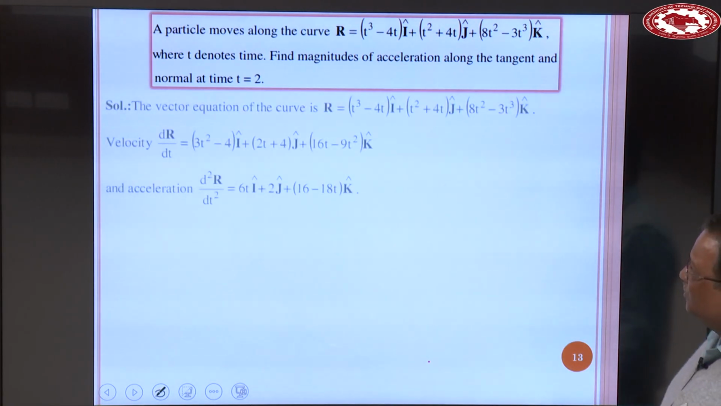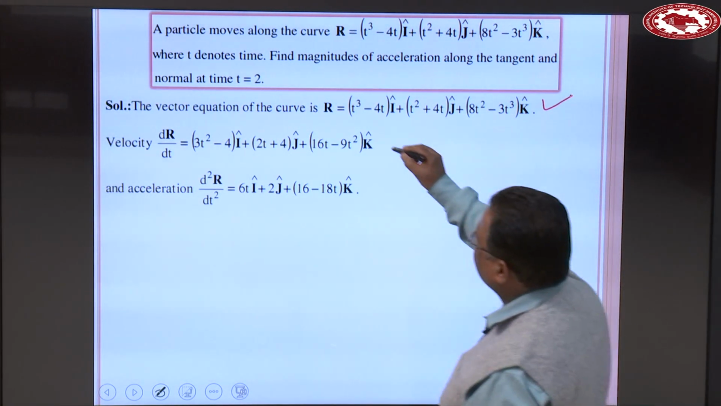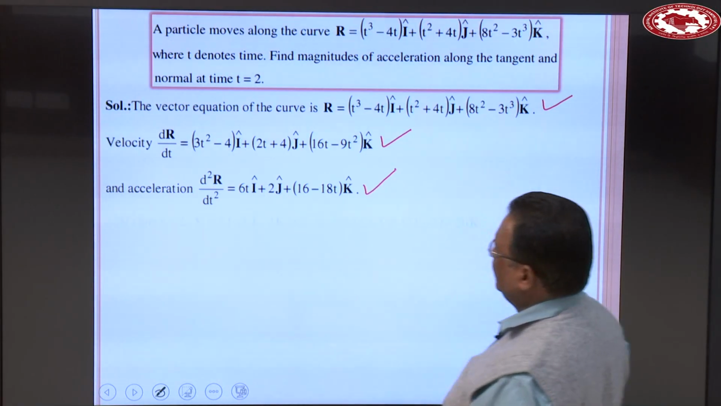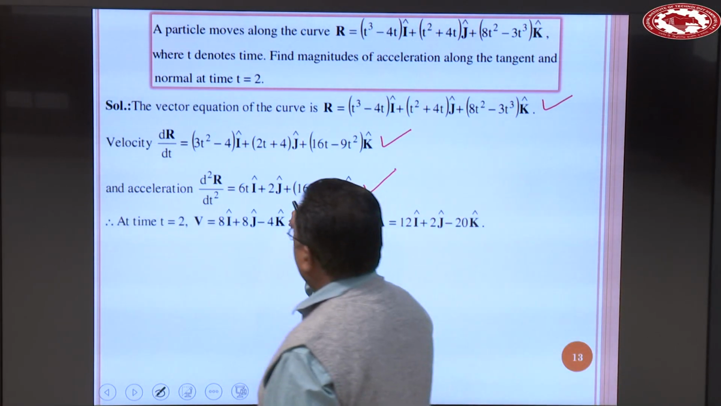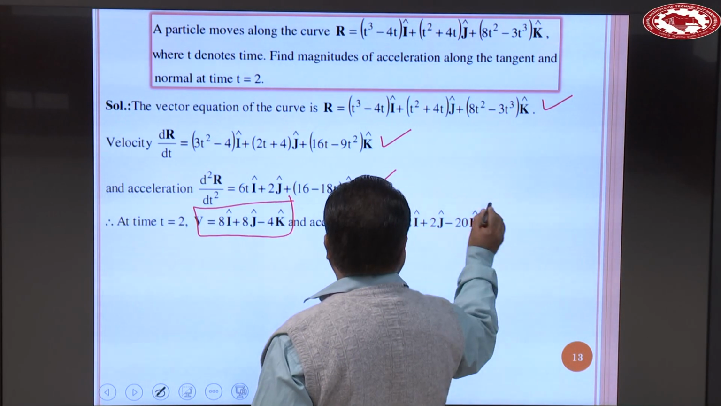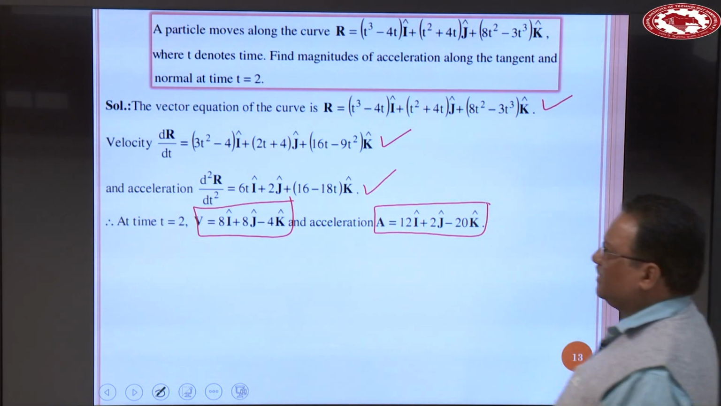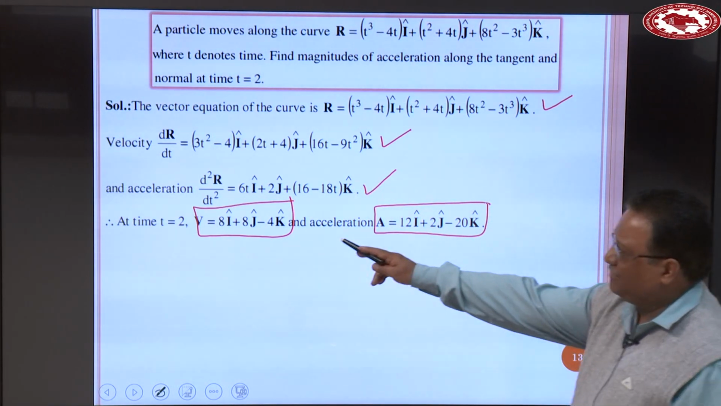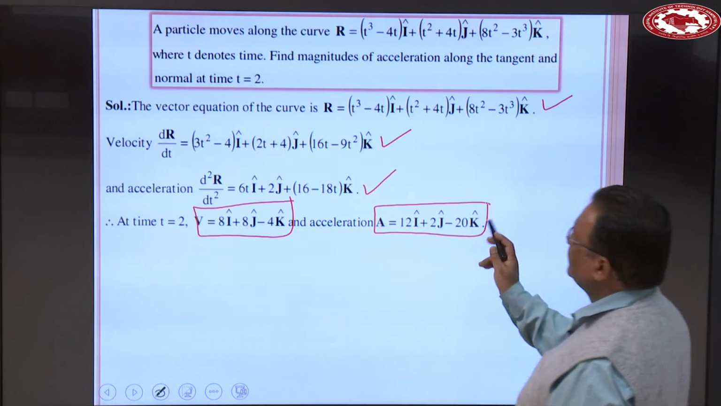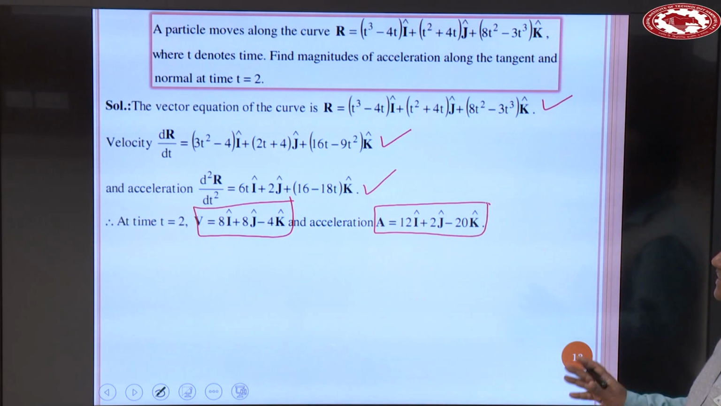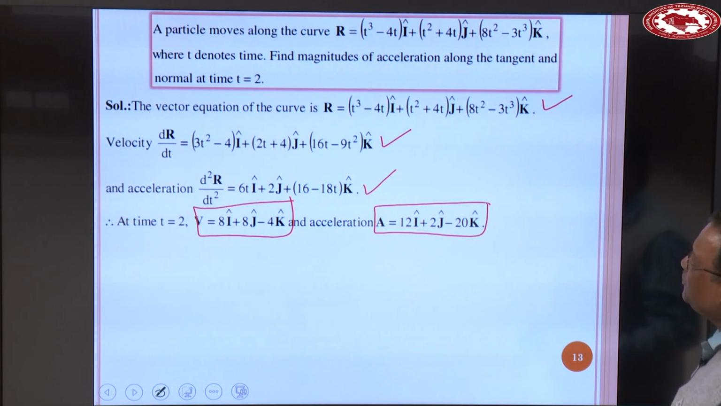Clear? So vector equation is given. Velocity is this, acceleration is this. Okay. At time t, velocity is this and acceleration is this. Okay. Velocity is this at time t is equal to 2 and acceleration is this at time t is equal to 2. Okay. Now question is, how can we evaluate the magnitude of acceleration along the tangent and normal.